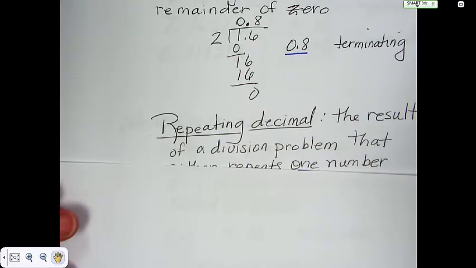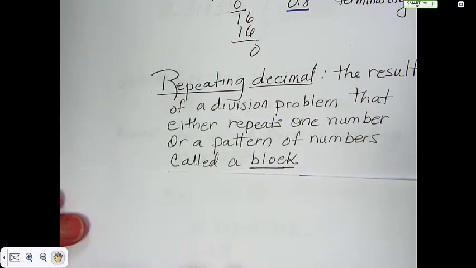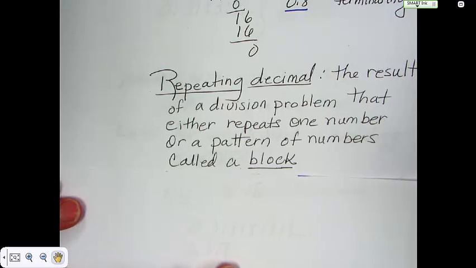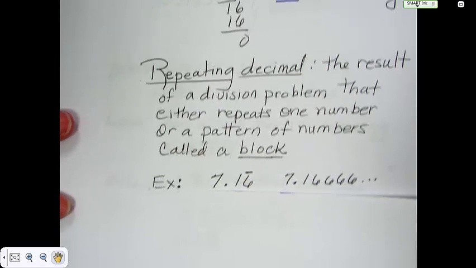So, here is the definition of a repeating decimal. A repeating decimal is the result of a division problem that either repeats one number or a pattern of numbers like 1, 2, 3, 1, 2, 3, 1, 2, 3, and that is called a block, a repeating block. Okay? Here are some examples.